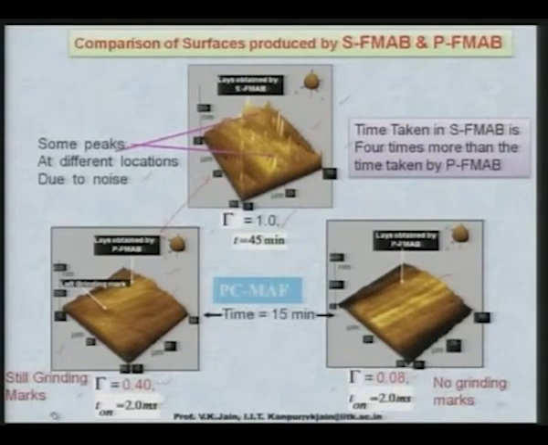When we used a smaller duty cycle, that is 0.08, we got a better surface roughness value and better texture of the surface. There were no grinding marks, as you can clearly see over here. The marks are only those made by the magnetic abrasive finishing process, and the time taken in case of pulsating flexible magnetic abrasive brush is much lower than the time taken by static flexible magnetic abrasive brush.